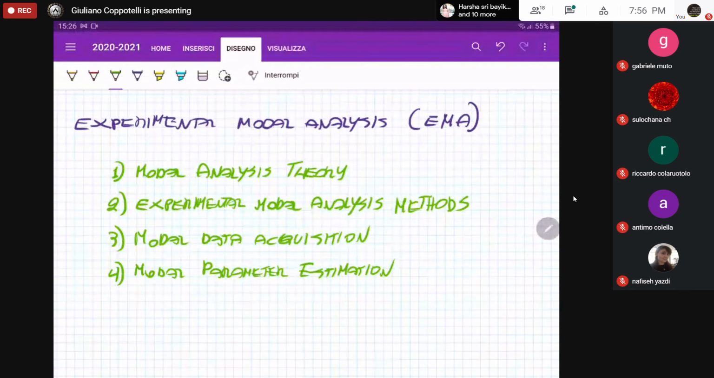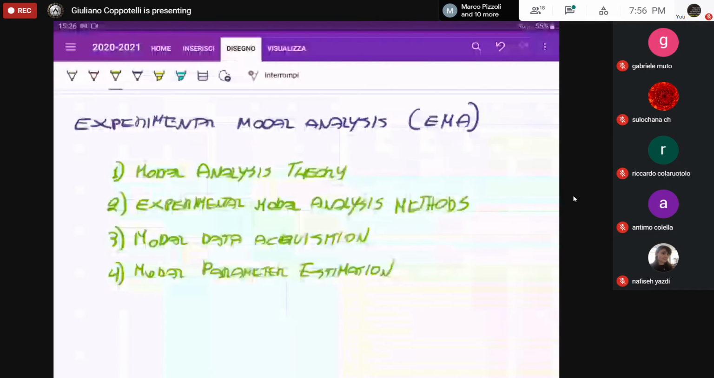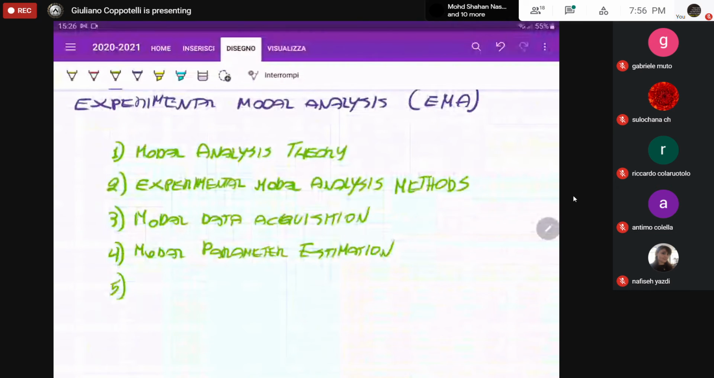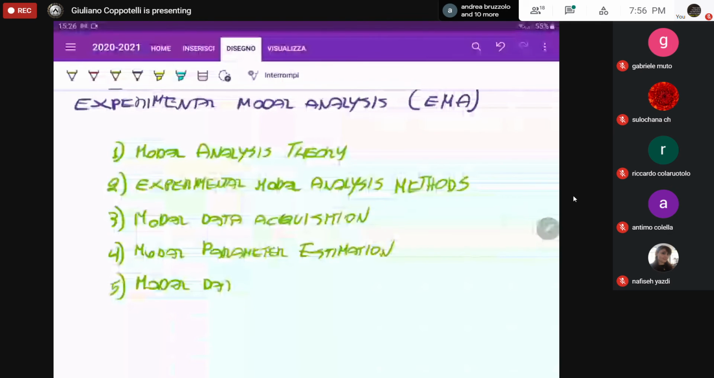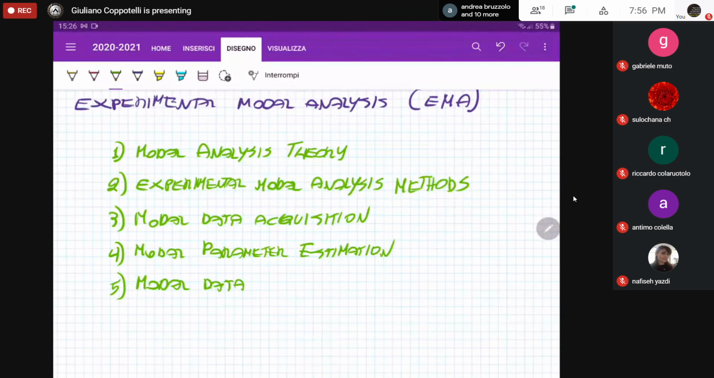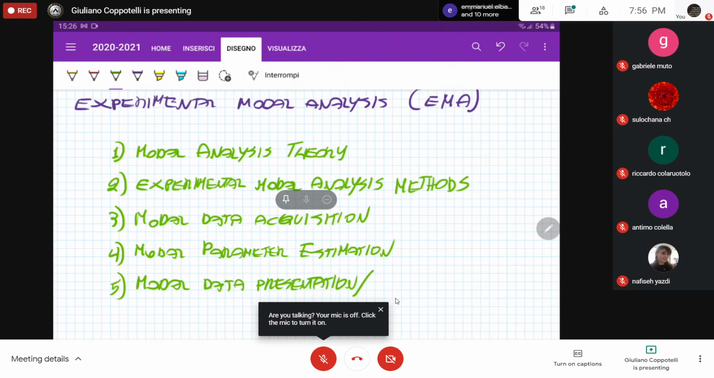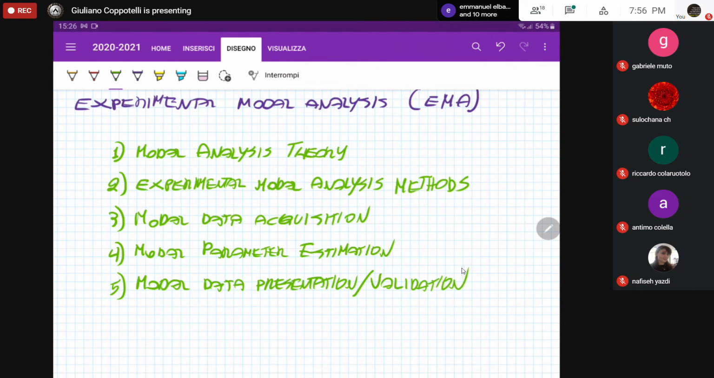Okay, and also for this part we are going to enter some details in a few classes from now. And the last part, that is very easy but we have to consider, is the modal data presentation and of course validation. We will focus on this last item, that is modal data validation, because we already know how to show your data in terms of plots, in terms of animations and whatever, that are very, very easy to do.